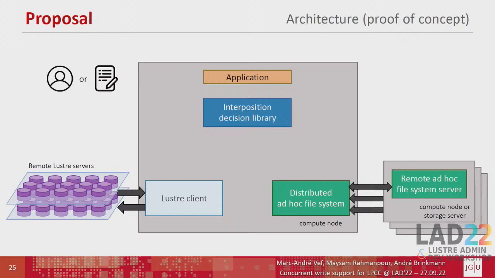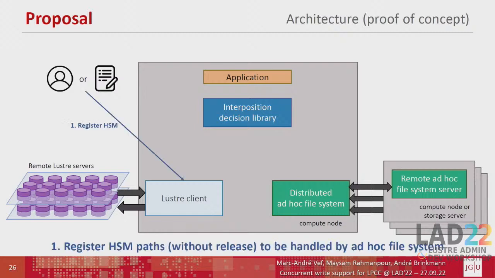So how that would work, as a proof of concept, what we're trying to build, is that first of all, a user or a Slurm Prolog script would register the HSM, normally as you would also do it in LPCC, without release. So we do not want to actually delete the files that are currently on the OSTs, simply because you have more nodes involved for a distributed ad hoc file system, and if one node fails, you already lose your data. This is kind of the purpose of the ad hoc file system. We don't really have the persistency here, but there should always be the fallback here for Lustre.